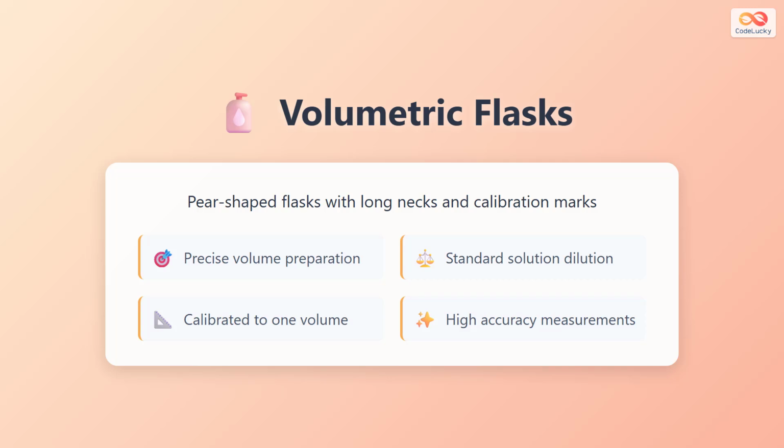Volumetric flasks are precision instruments designed for accuracy. These pear-shaped flasks have a long, narrow neck with a single calibration mark. Unlike beakers, volumetric flasks are calibrated to contain one specific volume with high precision.